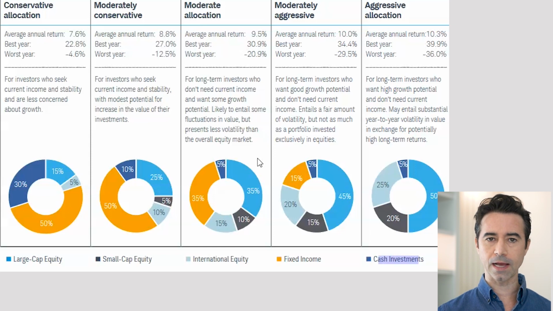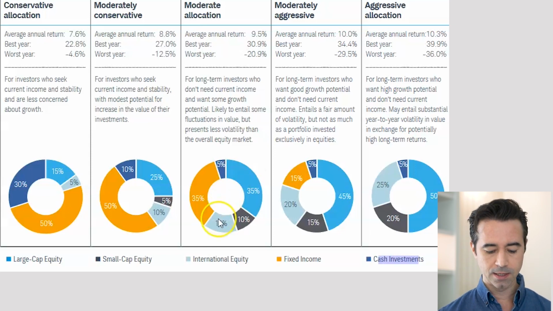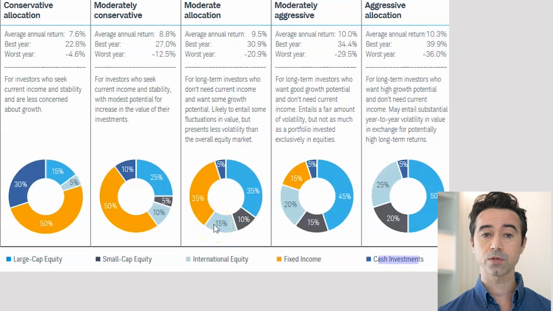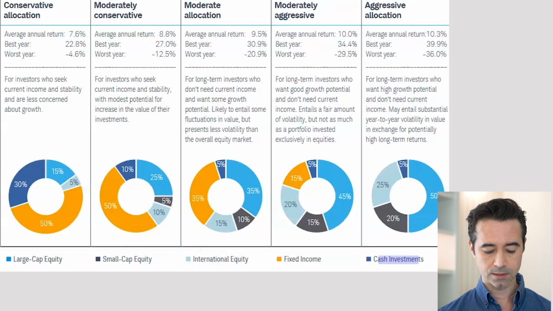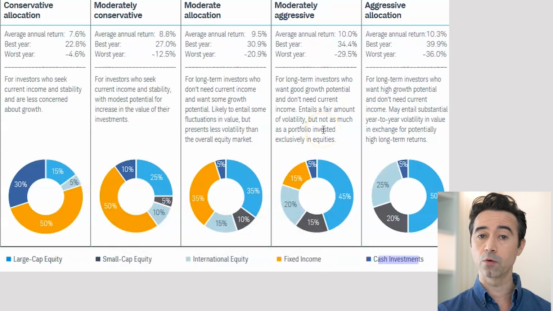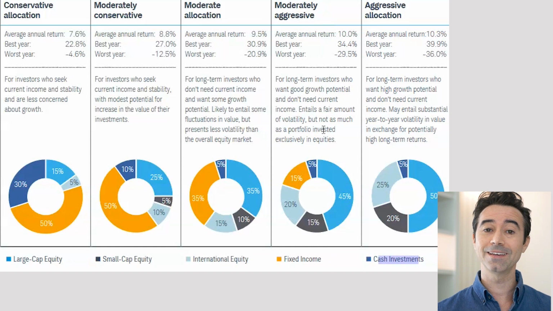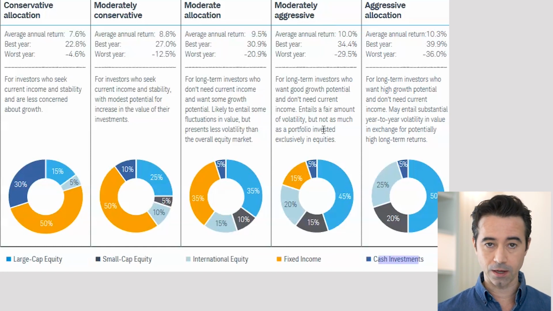So let's go with international first, because it's the easiest, because it just says it for you. So international is going to be 15% of your portfolio. So 15% is going to go into international. Again, you're going to add all that 15% into the Fidelity International Zero Fund.